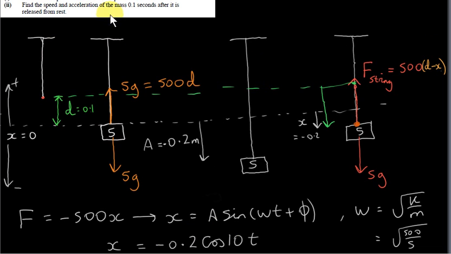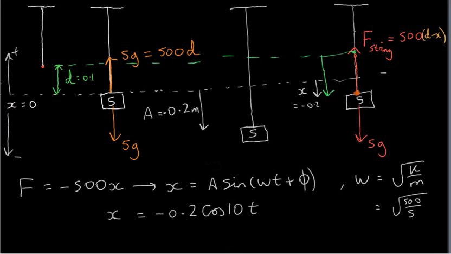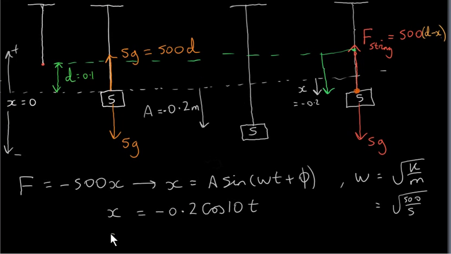We want to find the speed and the acceleration of the mass 0.1 second after it is released from rest. Well, to get the speed, we just differentiate x with respect to time. We get dx/dt, or sometimes it's called x dot. That's the speed, or the velocity actually. More accurately, it's the velocity. Now, differentiating this with respect to time, the derivative of the cos function is minus sine, and we multiply by the derivative of the angle, which is 10. So we have 10 times minus 0.2, that's minus 2. So this is the velocity at any time.